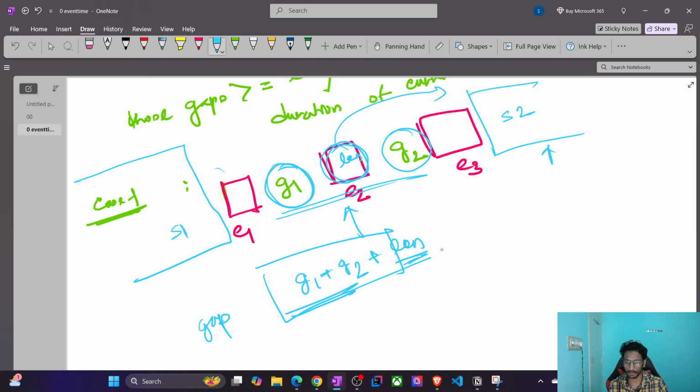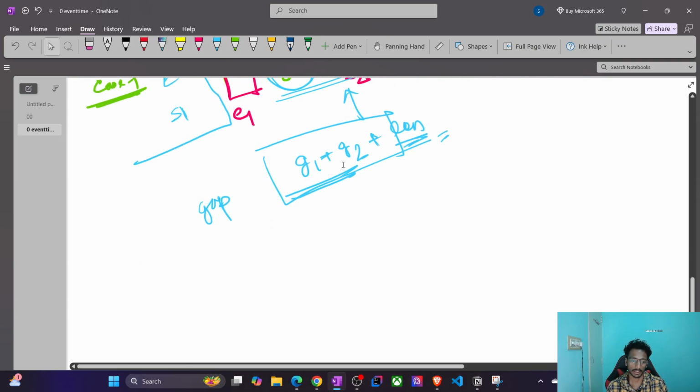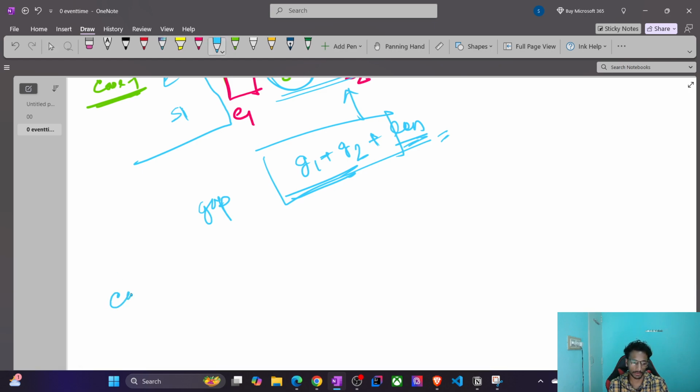Got it? This will make a gap. When you are able to find any gap present on the left side of the previous event E1 or the right side of the next event E3, then this is a possible gap. And next, it is possible that we did not find any such gap. Then what will happen? Case 2.